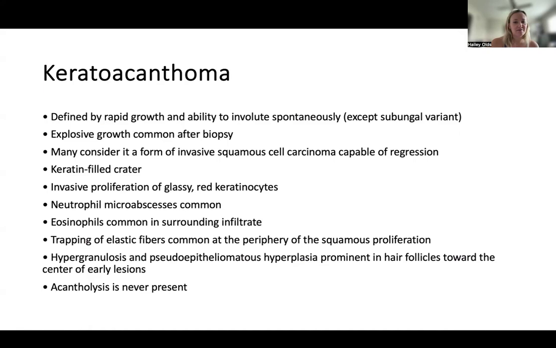And it has the keratin-filled crater. It has the glassy red keratinocytes. You can see neutrophils and eos around. And then you never see acantholysis in this.